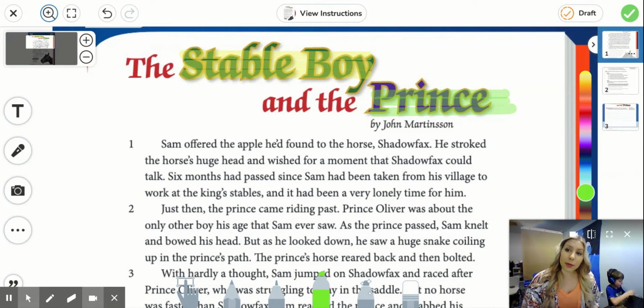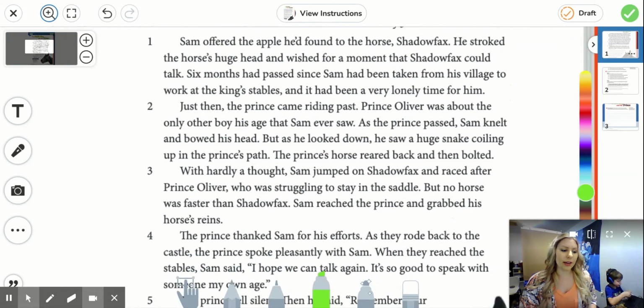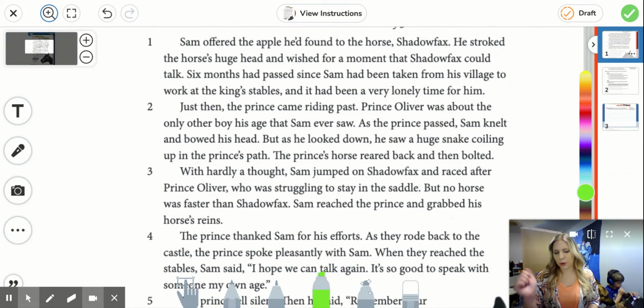All right, so I'm going to read the story to you, and then after a paragraph or two, we're going to stop and we're going to start highlighting some different things that show the character's point of view.